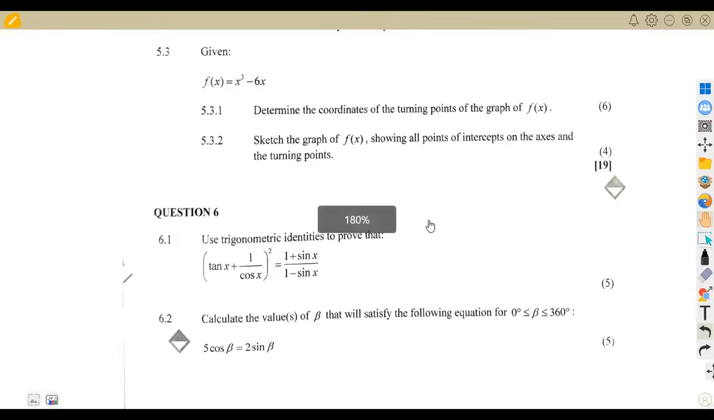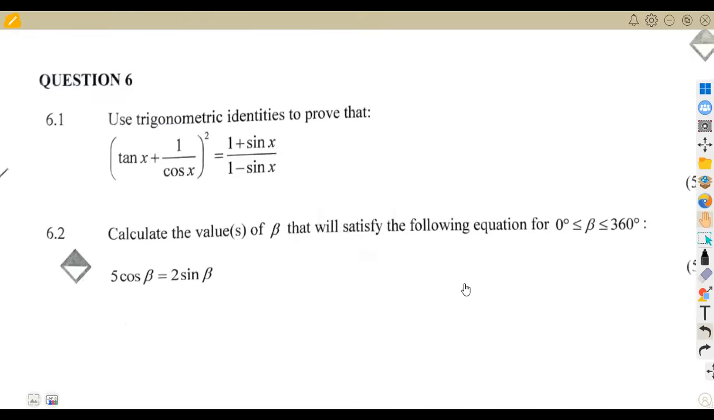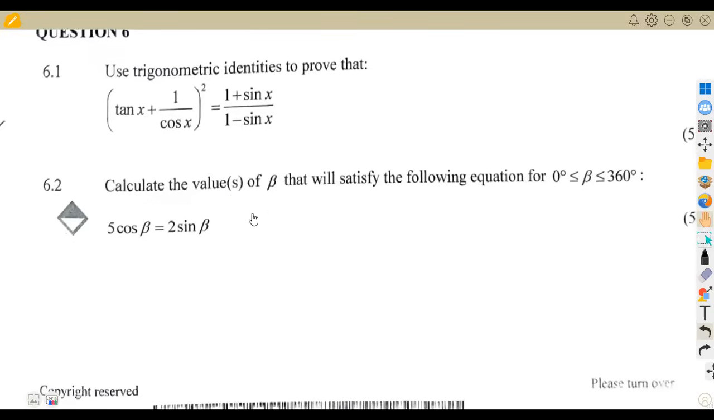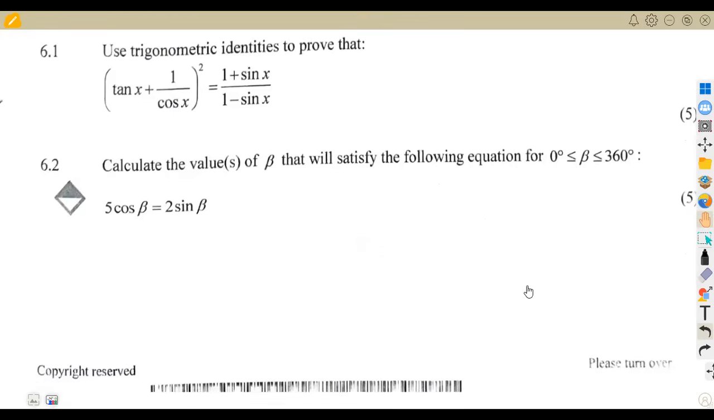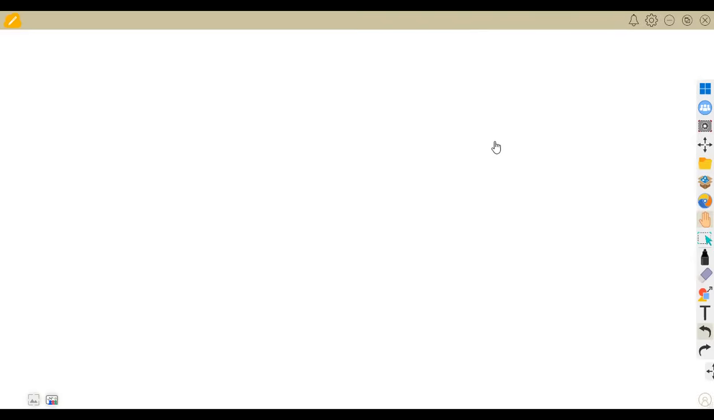All right, question 6, it was a trigonometry question whereby we are given to use trigonometric identities to prove that. All right, there we've got a complicated scenario, which is equal to 1 plus sine x over 1 minus sine x. All right, so let us see what we have. Remember, on the proving part, you're going to choose the side that you want to work from. So let me just write it down so that we choose and see which part we are going to work. Remember, we are given the 6.1.